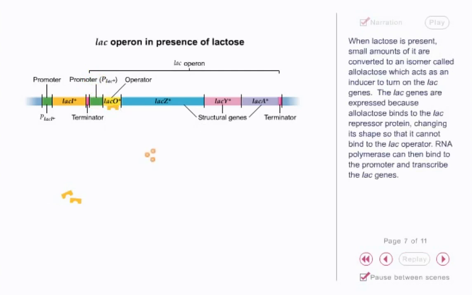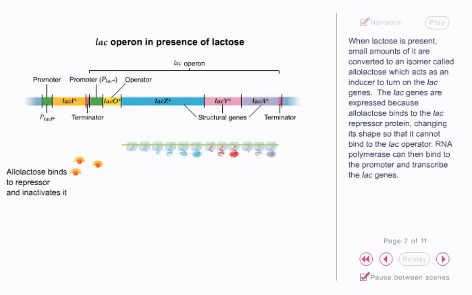When lactose is present, small amounts of it are converted to an isomer called allolactose, which acts as an inducer to turn on the lac genes. The lac genes are expressed because allolactose binds to the lac repressor protein, changing its shape so that it cannot bind to the lac operator. RNA polymerase can then bind to the promoter and transcribe the lac genes.